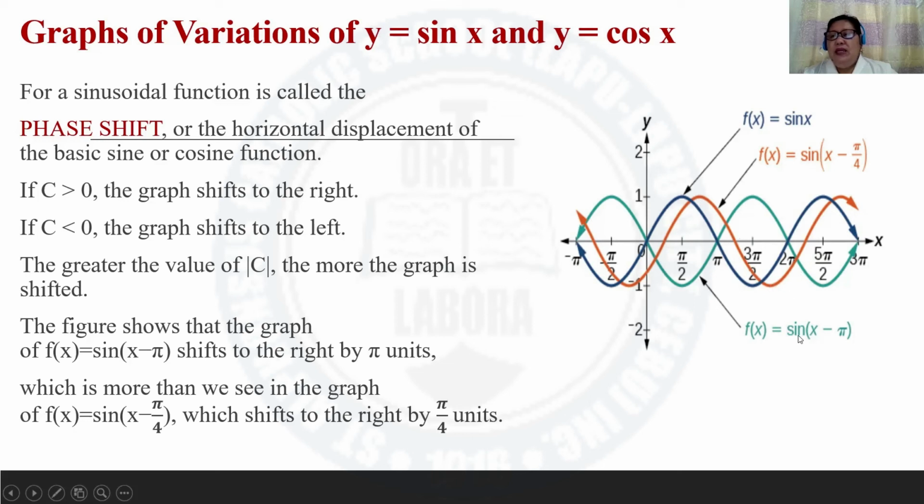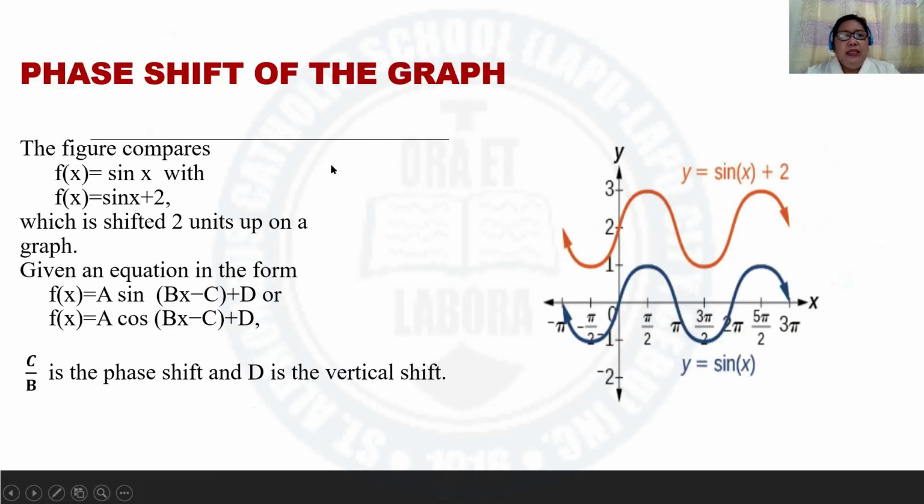While for sine of x minus pi, the blue one here is shifted to the right by pi units. So from here, shifted by pi units, and another here by pi, and also here by pi. So again, always remember the general form. Let us have the phase shift of the graph.